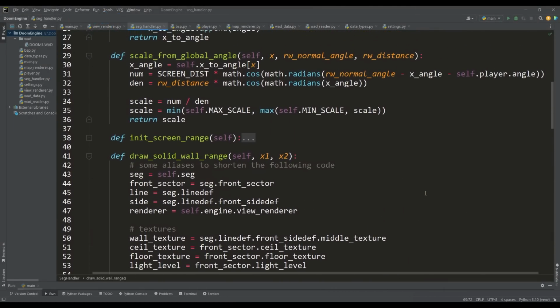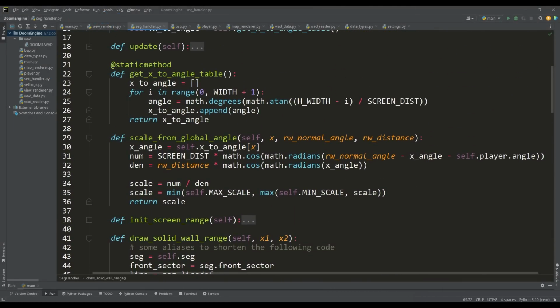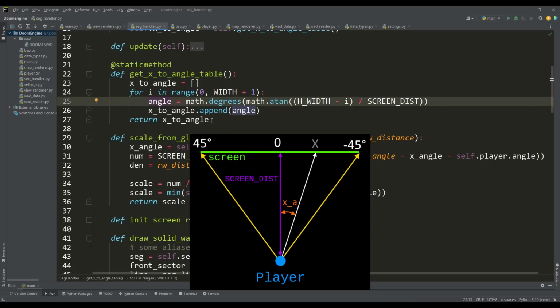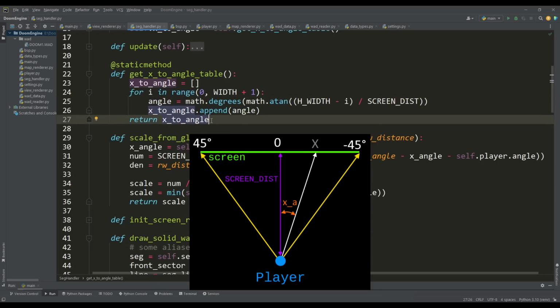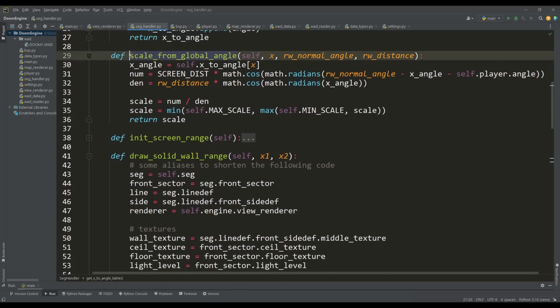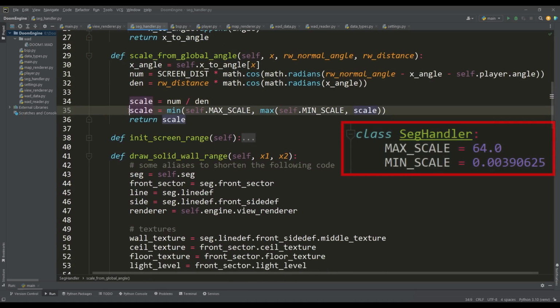So, as you understand, we need to create a lookup table that converts the screen coordinates into an angle. For this we use the arc-tangent function, and take into account that the middle of the screen corresponds to 0 degrees. And below is a method for calculating the scaling factor according to the above theory. Here it should be mentioned that for Doom textures the value of this factor should not go beyond the limit values.